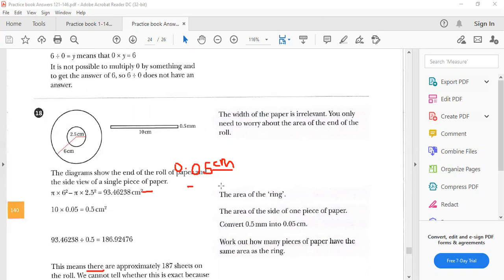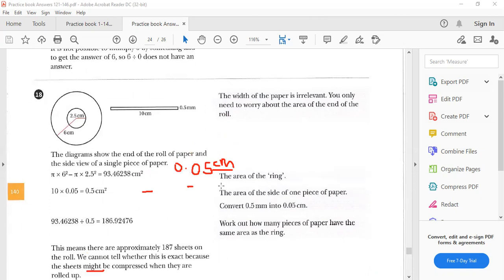That is the way. This is just toilet paper, they give you the example, but actually this method applies to many things. This means there are approximately 187 sheets on the roll. We cannot tell whether it is exact, because the sheets might be compressed when they are rolled up. Yes, there are other possibilities.